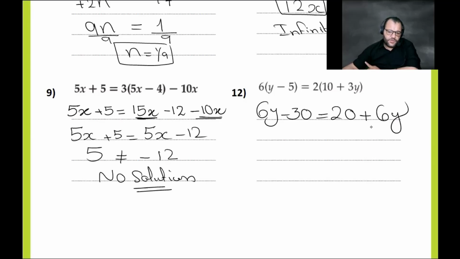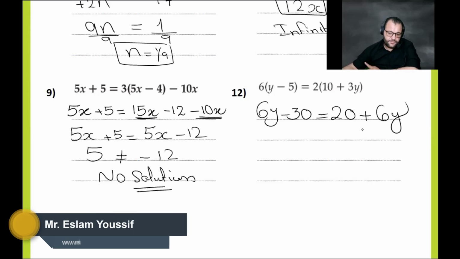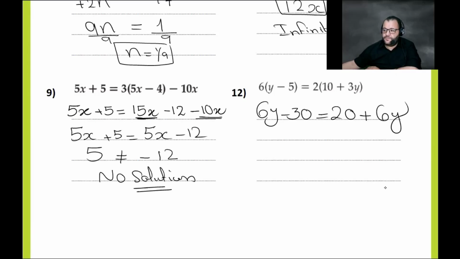Yes, after you do the distributive property, you're going to get each variable by its side. But then there will be no solution, because 6y minus 6y will be equal to 20 plus 30, which will be 0 equal to 50. So no solution. After shifting, you will shift 6y to the other side, or you can cancel 6y and 6y. So the remainder is negative 30 equals 20. It means they are not equal. It means there is no solution.